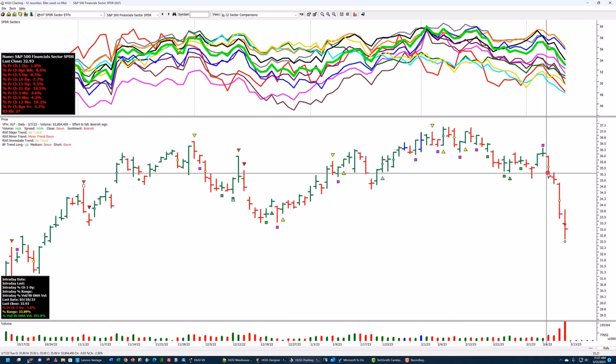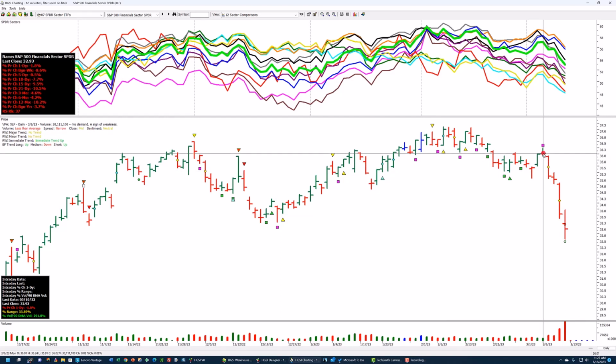Now, was there word out about banks back here? Here is a no demand, a sign of weakness. Why is it no demand? Because it opened here, traded up to the high, and then closed about where it opened, and volume was very light down here. That's no demand. Not interested. The smart money's not interested in taking this sector higher. And then look what happened here. And this was on Friday, this is clear back on Tuesday.